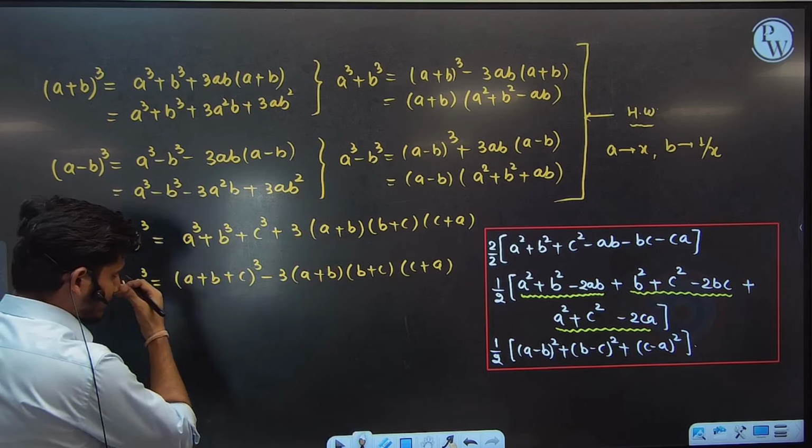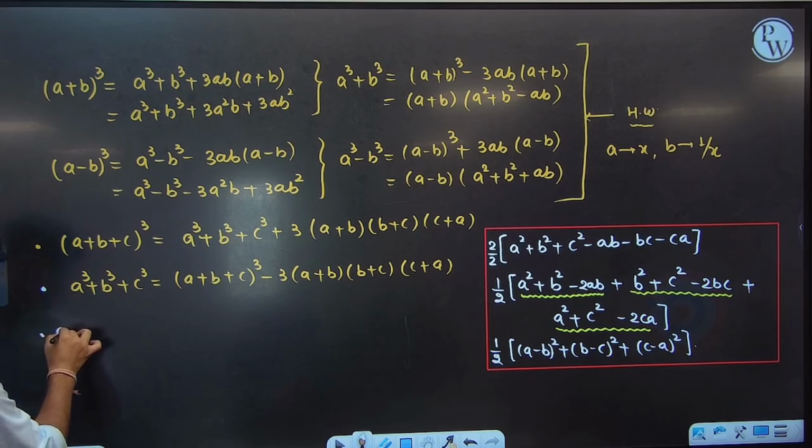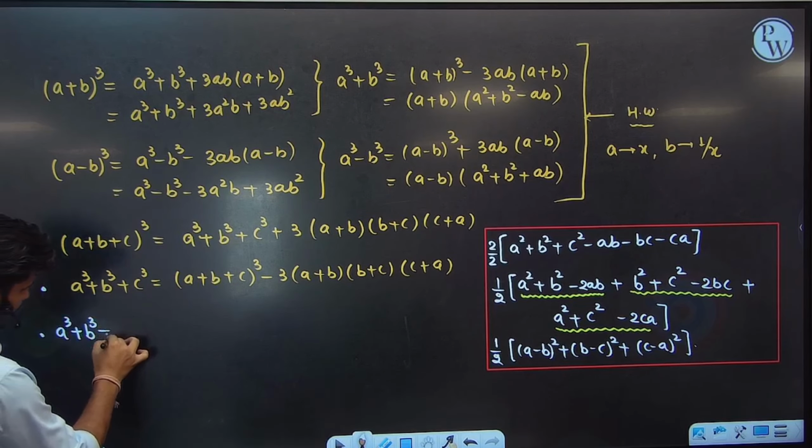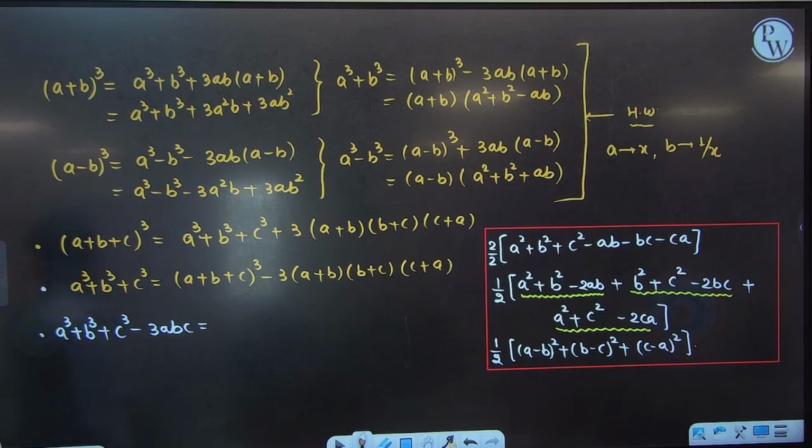Here a plus b plus c whole cube. Now a cube plus b cube plus c cube minus 3abc. This is the important formula. Okay.